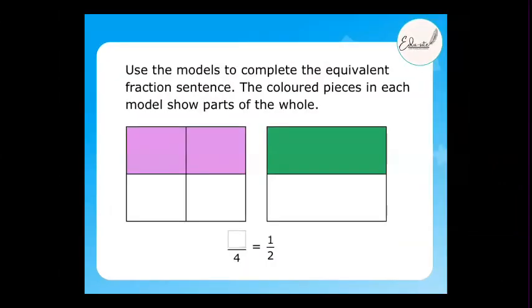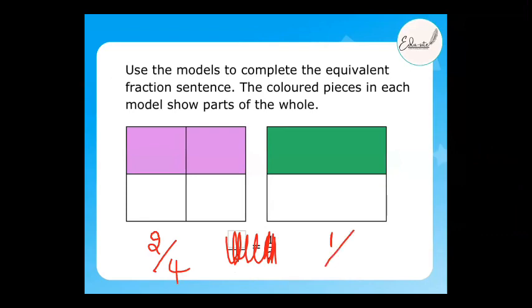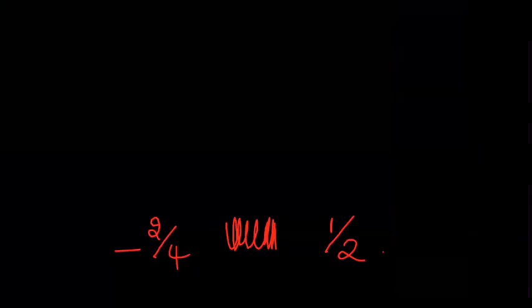Come on, Aisha. Come on, tell me. What would you write for these 2 figures? 2 out of 4. Excellent. What about this one, beta? 1 out of 2. Excellent. Okay. The next one.